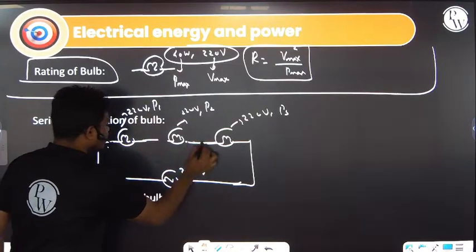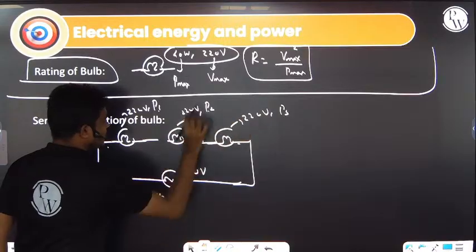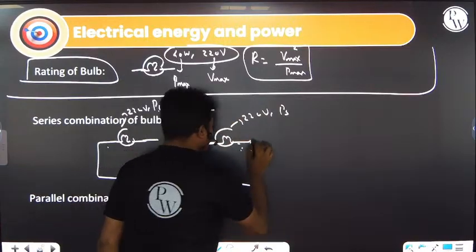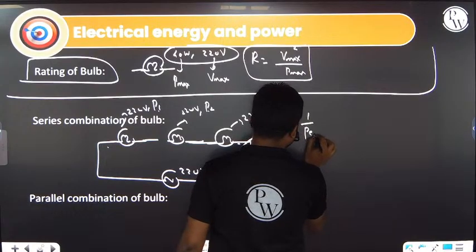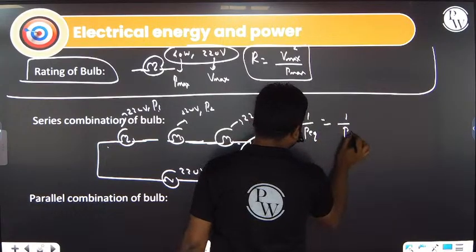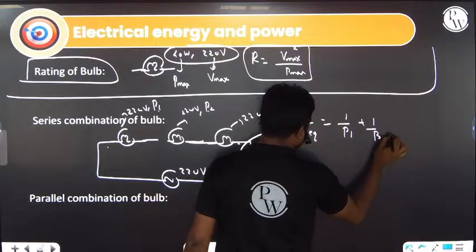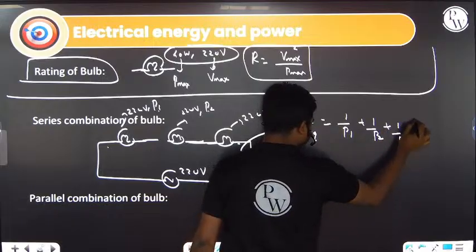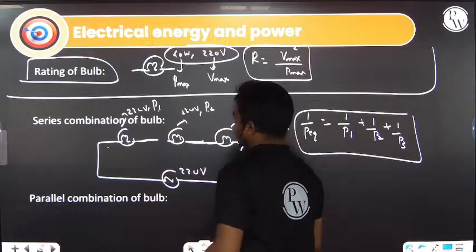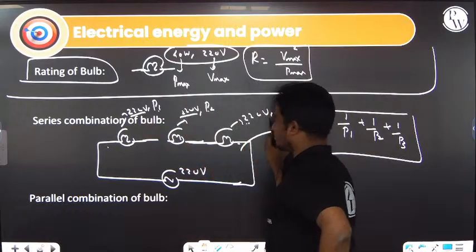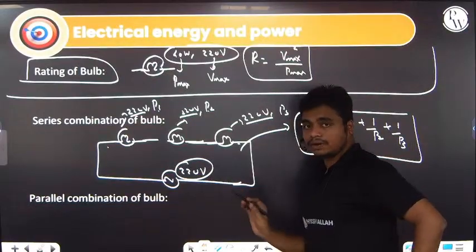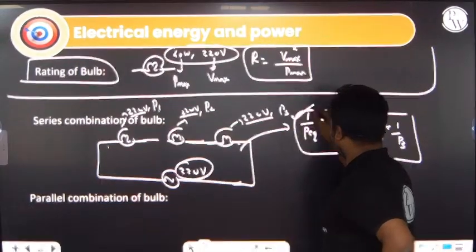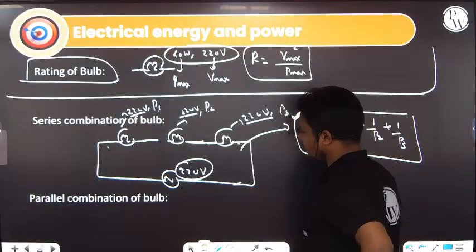So when we are connecting P1, P2, P3 in series, the equivalent power is given by this particular relation: 1 by P equivalent is given by 1 by P1 plus 1 by P2 plus 1 by P3. Again, what is the condition for this? They should have the same voltage rating, and they should be connected to the same voltage. Then the equivalent power will be given by 1 by P equivalent equals 1 by P1 plus 1 by P2 plus 1 by P3.